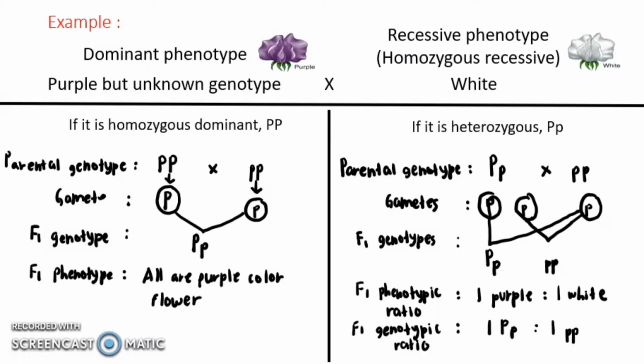So bila kita compare, if the dominant phenotype is homozygous dominant, you will get the F1 generation all purple color. Tetapi kalau misalnya the genotype of the dominant color purple tadi adalah heterozygous, so awak akan dapat ratio yang berbeza, which is the F1 phenotypic ratio, awak akan dapat 1 purple to 1 white, while its genotypic ratio, you will get 1 heterozygous to 1 homozygous recessive. So you have to take note lah the difference between the ratio of the test cross kalau misalnya kita katakan dia punya genotype adalah homozygous dominant ataupun heterozygous.